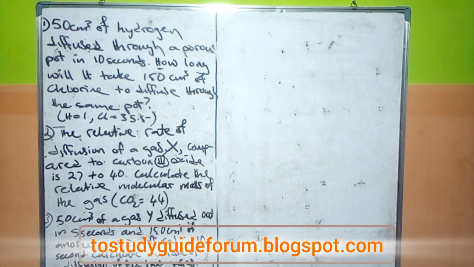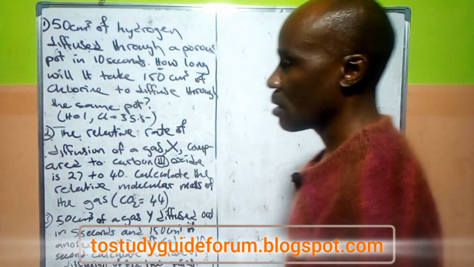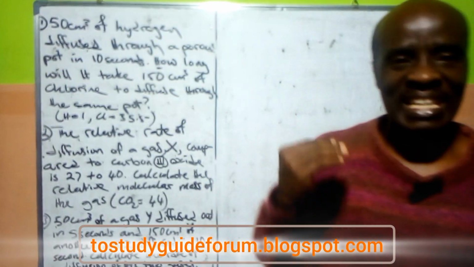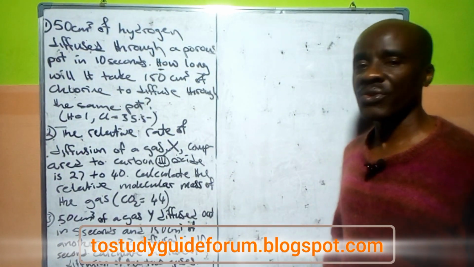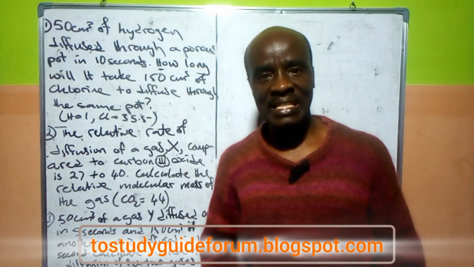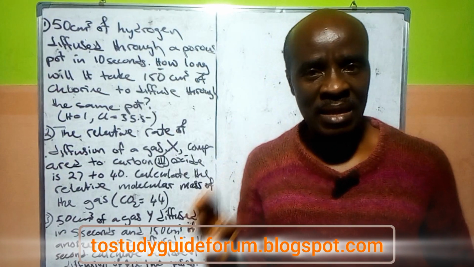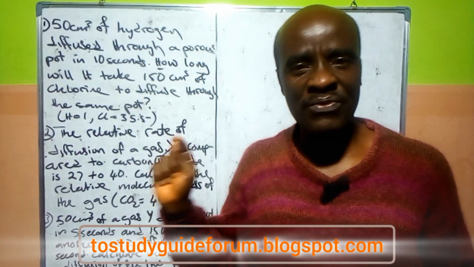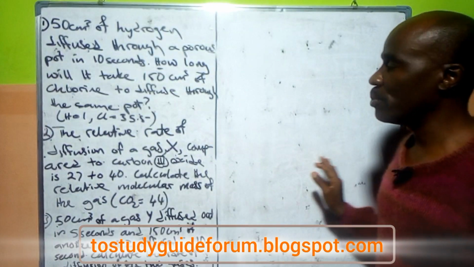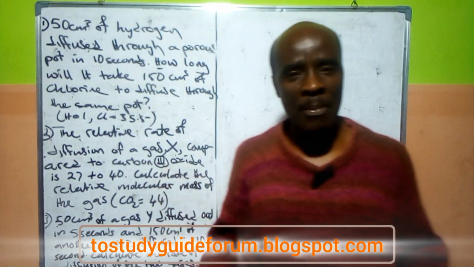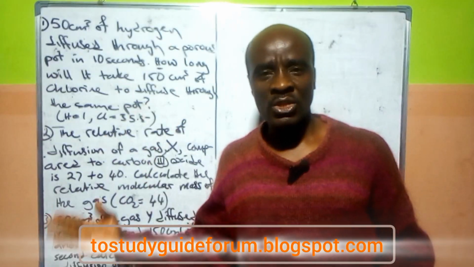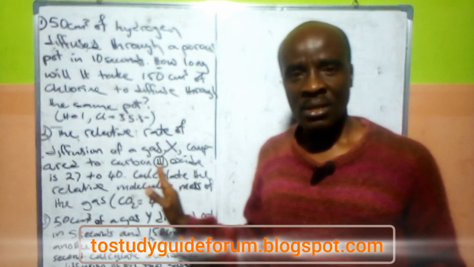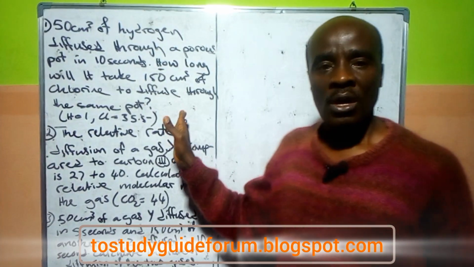So today we are going to be looking at Gay-Lussac's law of diffusion. We know that Gay-Lussac's law of diffusion says that the rate of diffusion of any gas at STP, that is at standard temperature and pressure, is inversely proportional to the square root of its vapor density. So today we're going to be looking at some calculations that will help us understand some basic calculations we are likely to expect in any question regarding this.